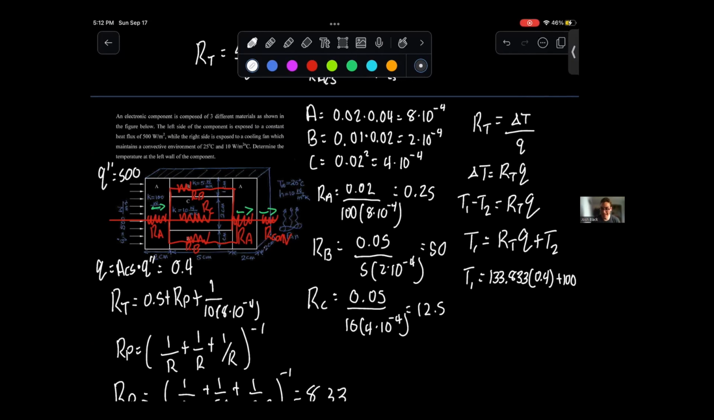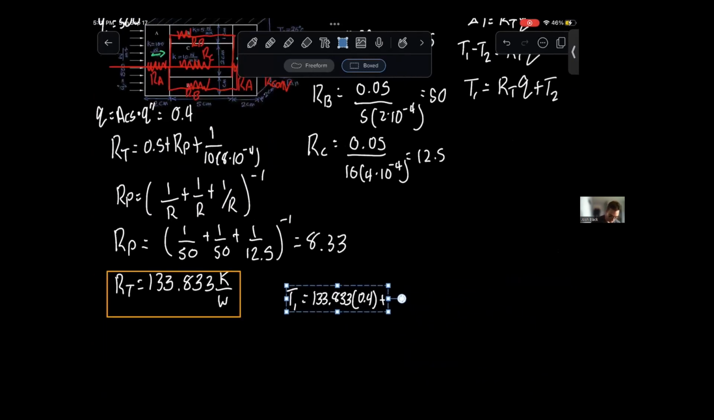It's not right. Sorry, I made a careless error. It does have to be in Kelvin. So let's bring this down here. Sorry, I was rushing a little bit. So it does have to be in Kelvin. Why does it have to be in Kelvin? Well, the temperature that we're going to get is extracted from the resistance times the heat, and we know the resistance is in Kelvin per watt. So it does have to be in Kelvin. My mistake.